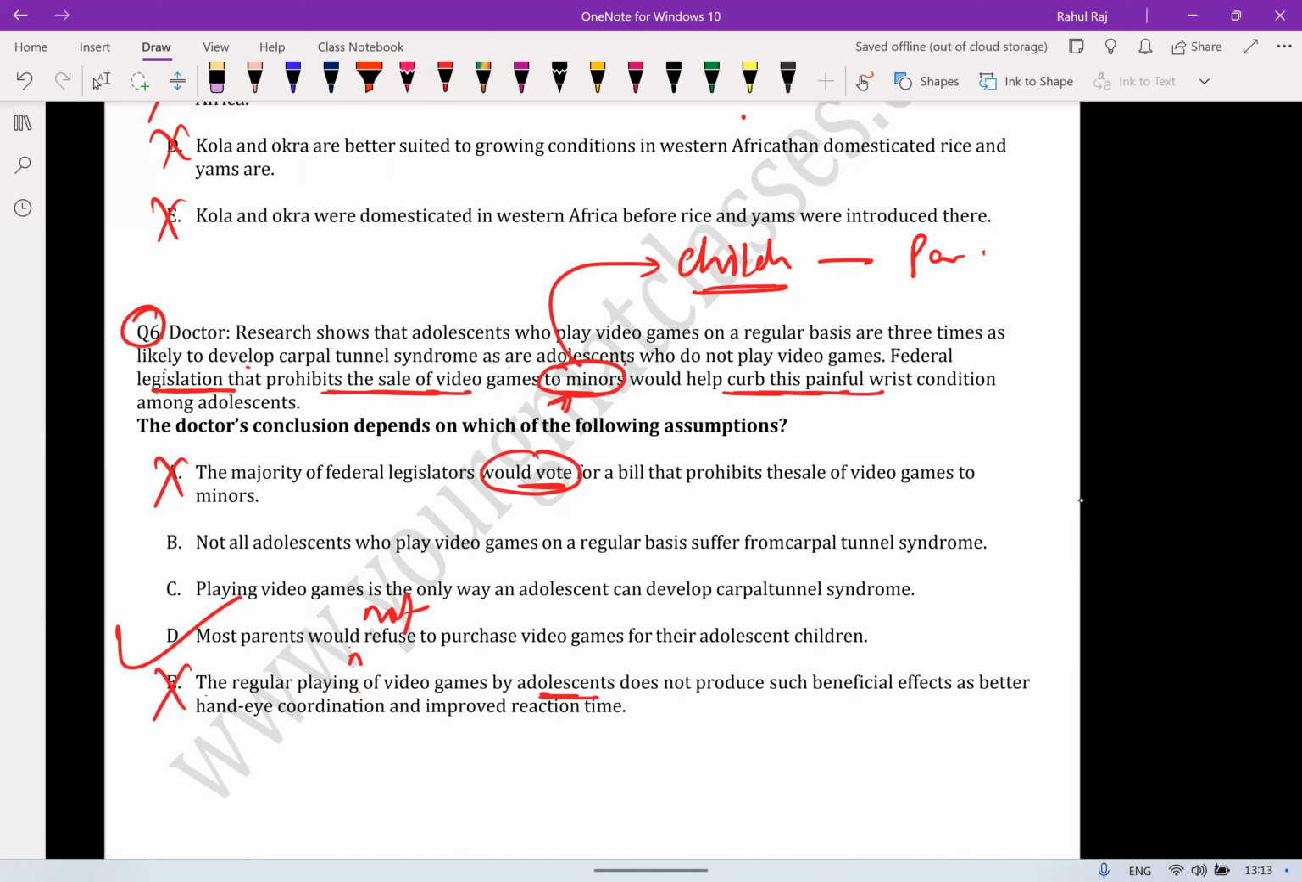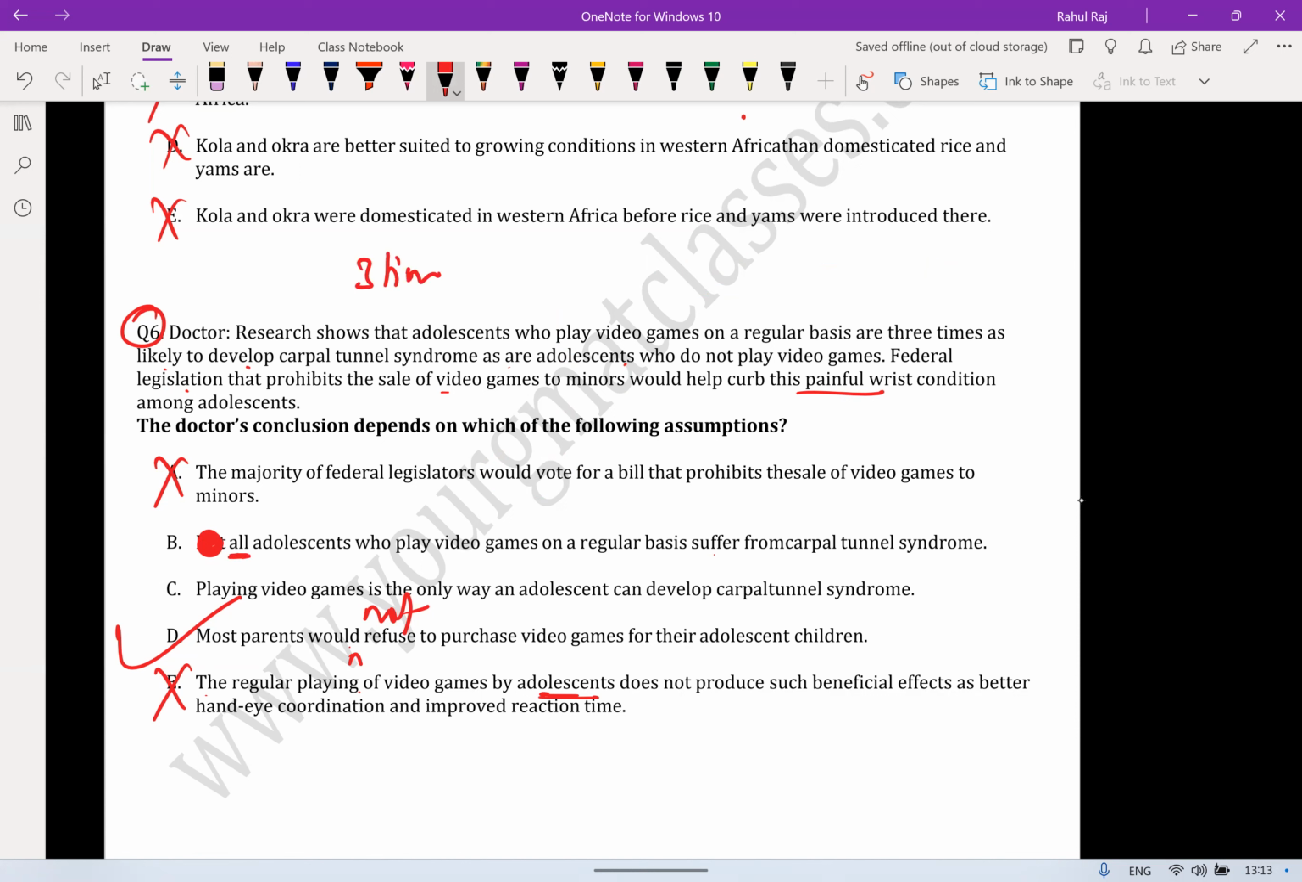So B says what? If I negate B, it says all the adolescents, all children who play video games on a regular basis suffer from carpal tunnel syndrome. Don't you feel it's a huge, humongous challenge to the fact if I negate it? How can you say all adolescents? They say they are 3 times more likely. So children who play video games are 3 times more likely to get carpal tunnel syndrome. It doesn't mean that all the children who play video games on a regular basis suffer from carpal tunnel syndrome. And let them suffer from carpal tunnel syndrome. How is it trying to weaken my conclusion?